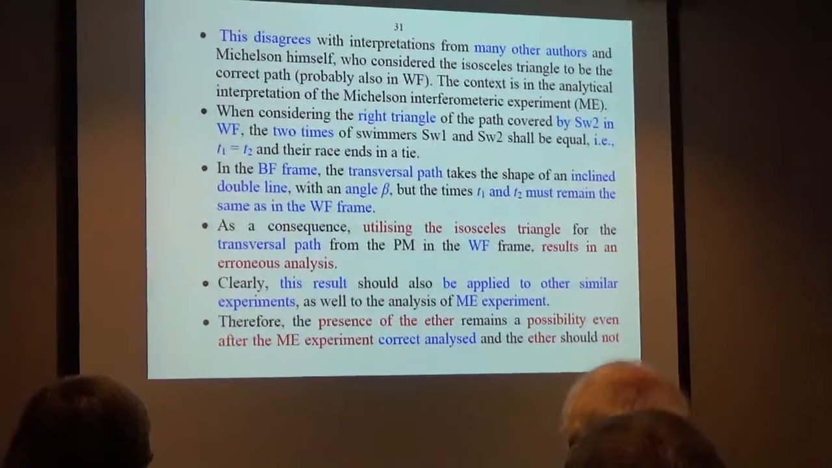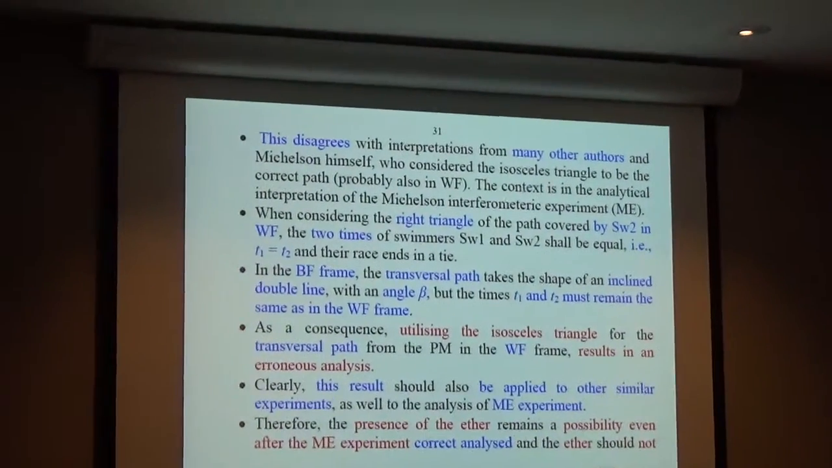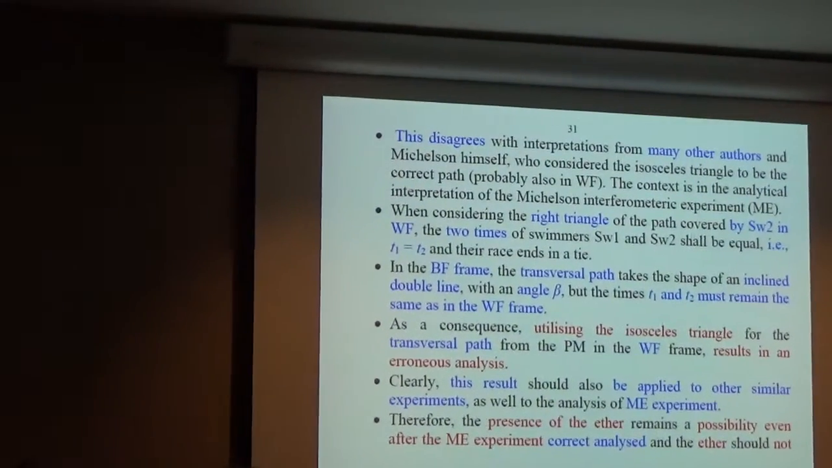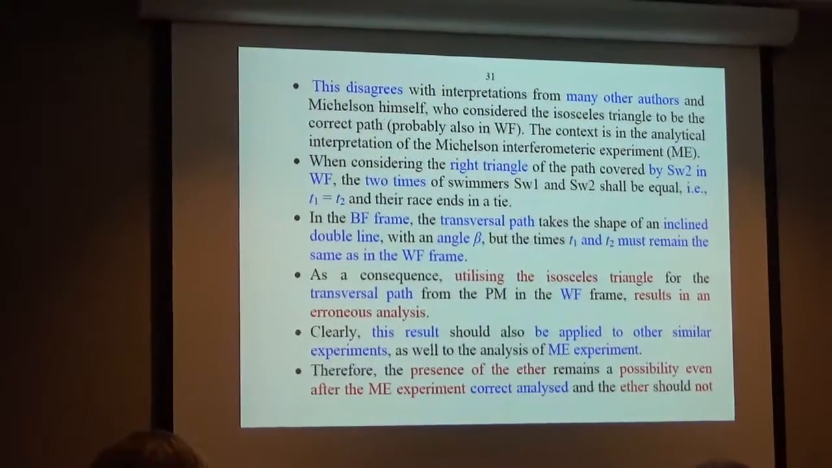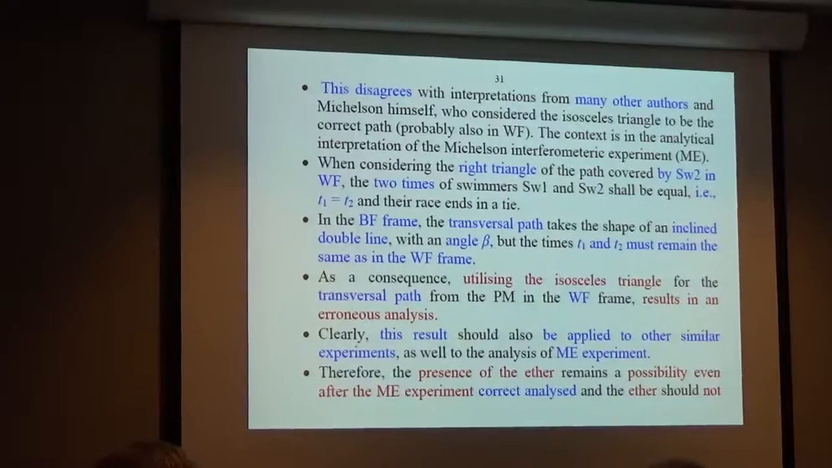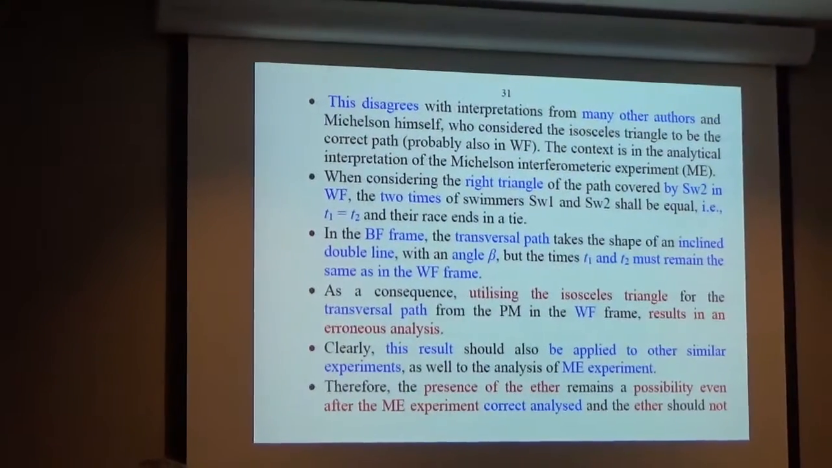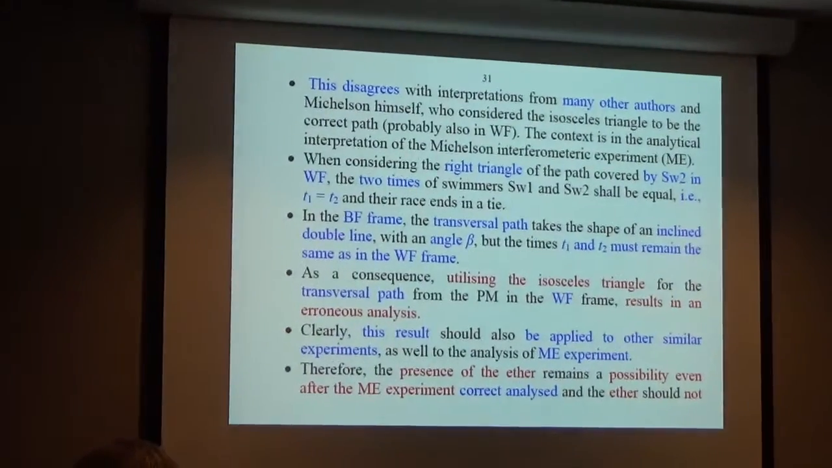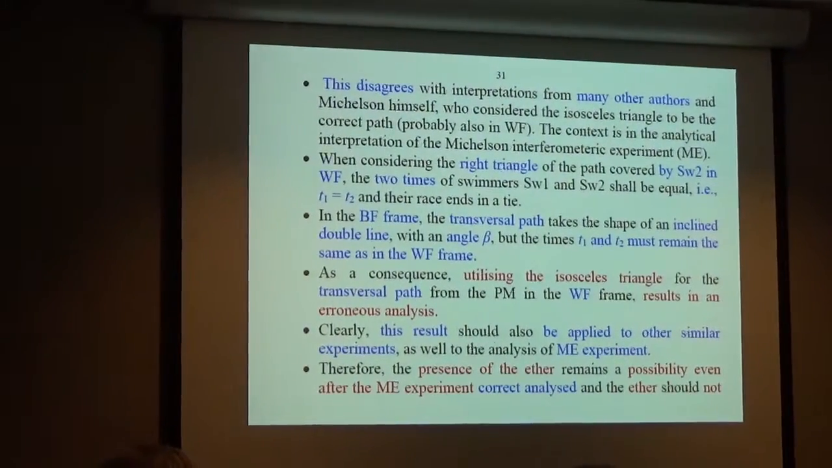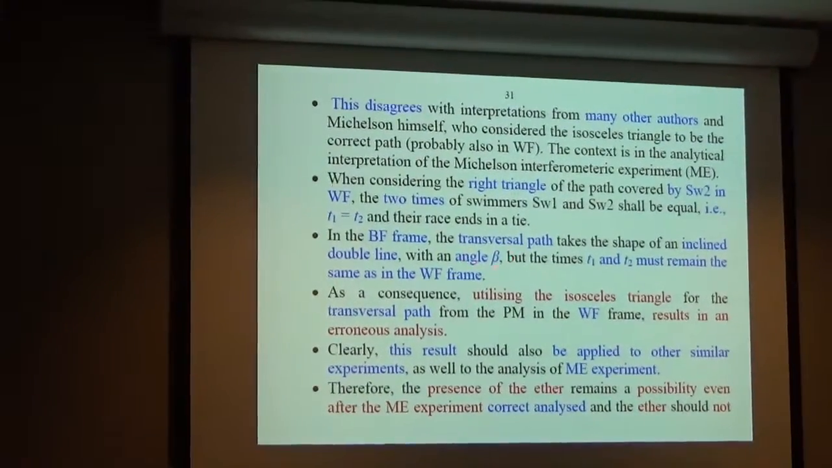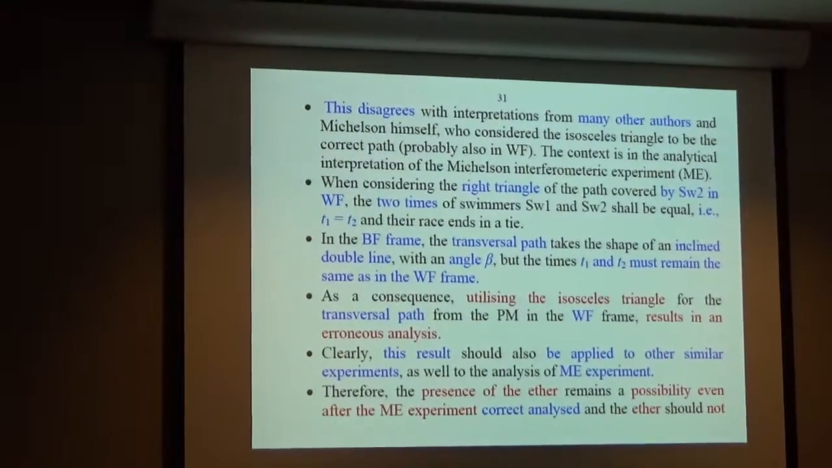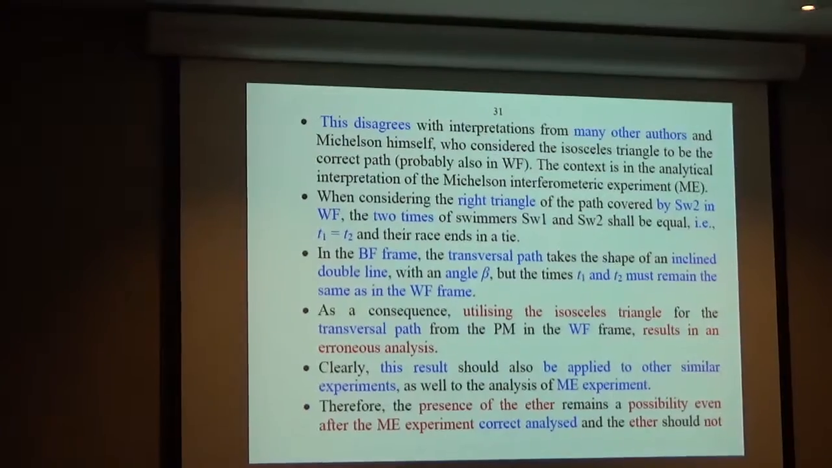When considering the right triangle of the path covered by the swimmers in the water frame, the times of swimmers 1 and 2 shall be equal. This means T1 equals T2, and the race ends in a tie. In the bank frame, the transversal path takes the shape of an inclined double line with angle beta, but the times T1 and T2 must remain the same as in the preceding frame.